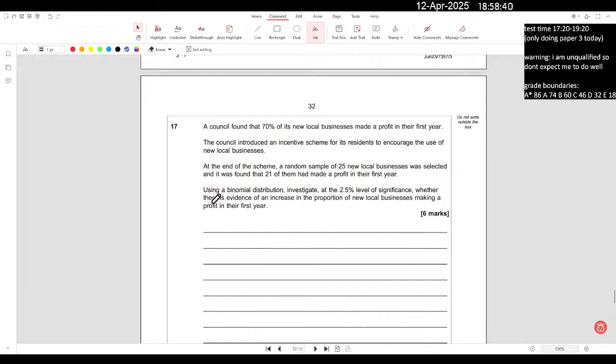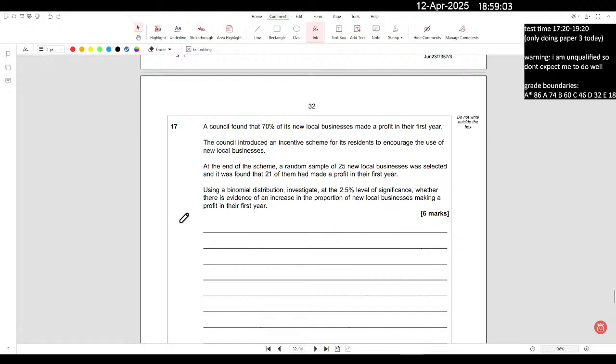A council found that 70% of its new local businesses made a profit in their first year. The council introduced an incentive scheme for its residents to encourage the use of new local businesses. At the end of the scheme, a random sample of 25 new local businesses was selected, and it was found that 21 of them had made a profit in their first year.